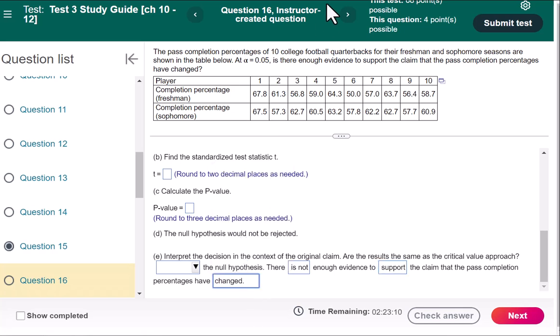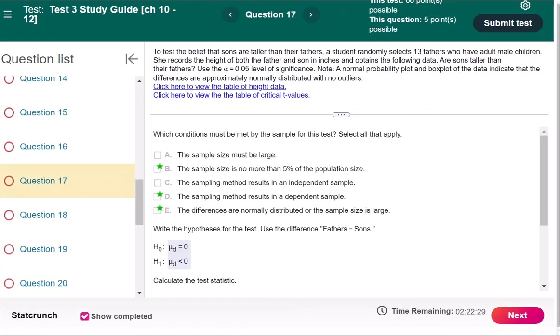Okay, 17. To test the belief that sons are taller than their fathers, the student randomly selects 13 fathers who have adult male children. She records the height of both the father and son. These are dependent. You're talking about the father and son. In inches, obtain the following data. Are the sons taller than their fathers? Okay.